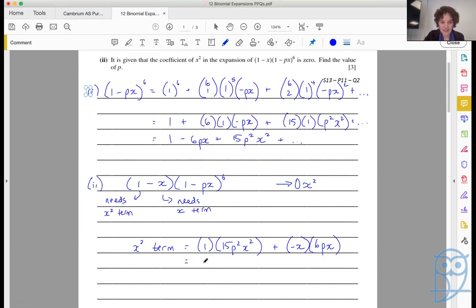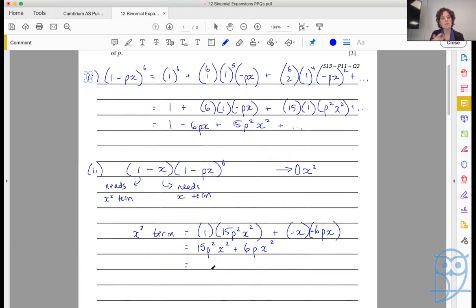So if we simplify this, we've got 15p squared x squared minus 6px squared. Whoops. Did you catch it? It's there. Minus 6px. So that becomes a plus 6p x squared. Be so careful of your signs. So we want an x squared term. It's the same as when we did the discriminant. We're going to do a little bit of factorizing to make things look nicer.